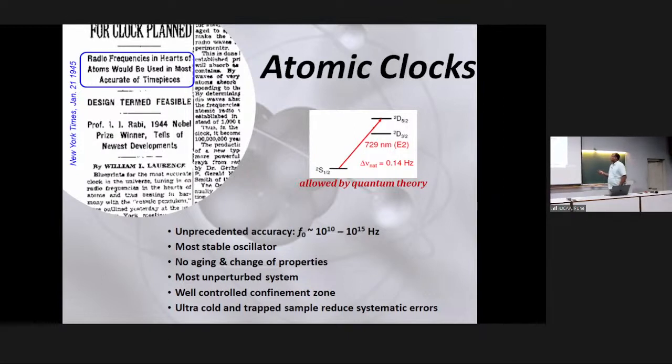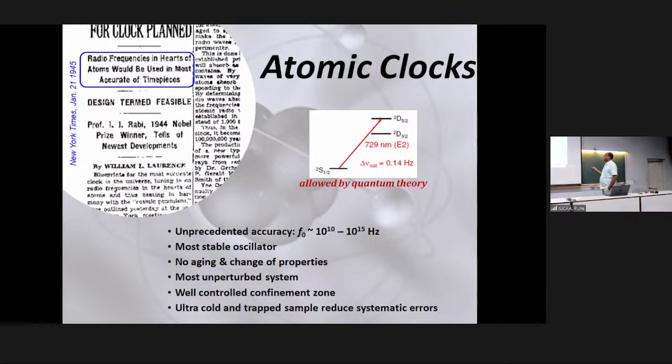Then in 1944, have you heard the name Rabi? Isidore I. Rabi, of Rabi frequency and Rabi oscillation. Rabi is the godfather of present atomic physics. He had just received the Nobel Prize in 1944, and the war continued through 1945; Hiroshima and Nagasaki happened in 1945. So he was a Nobel laureate at that time, and he gave the idea that radio frequencies derived from an atom could work as a much better oscillator than what they had. That's how the atomic clock concept came.